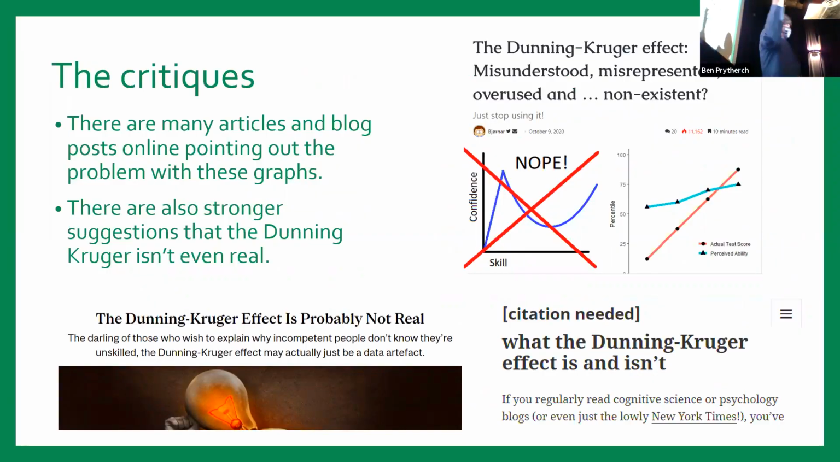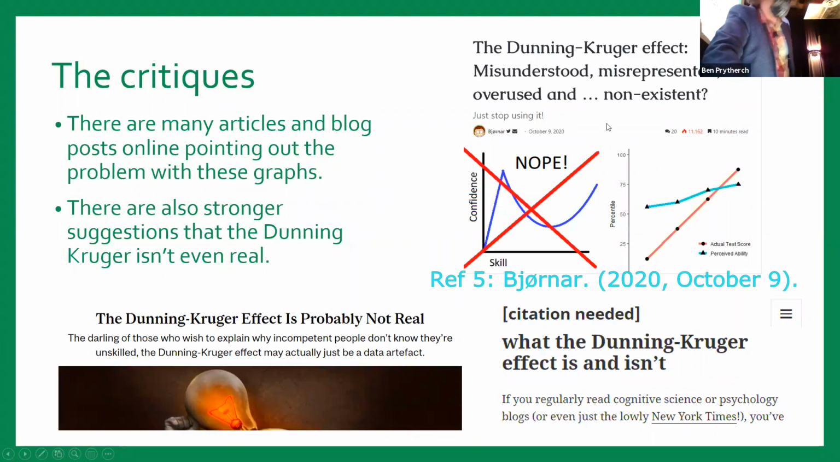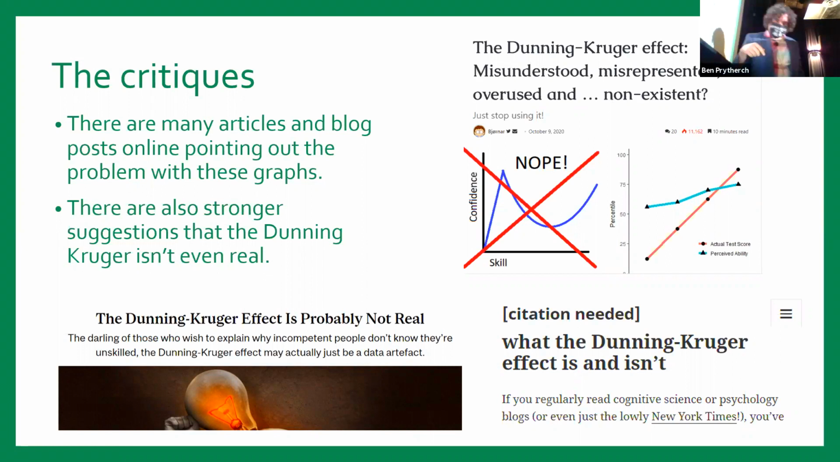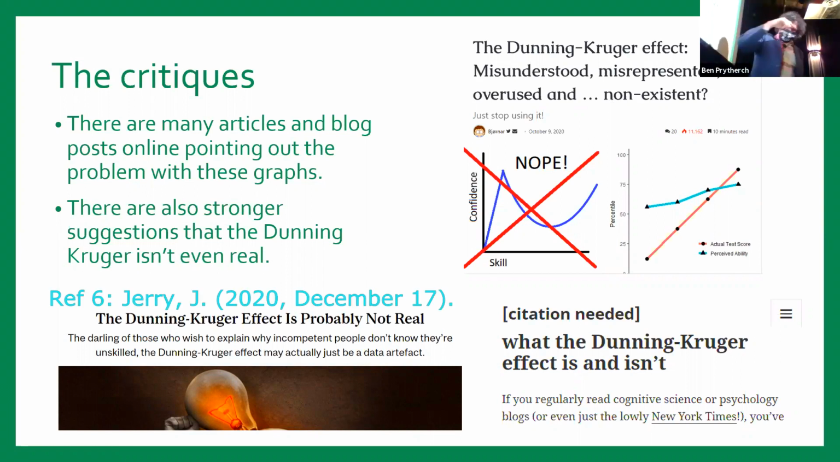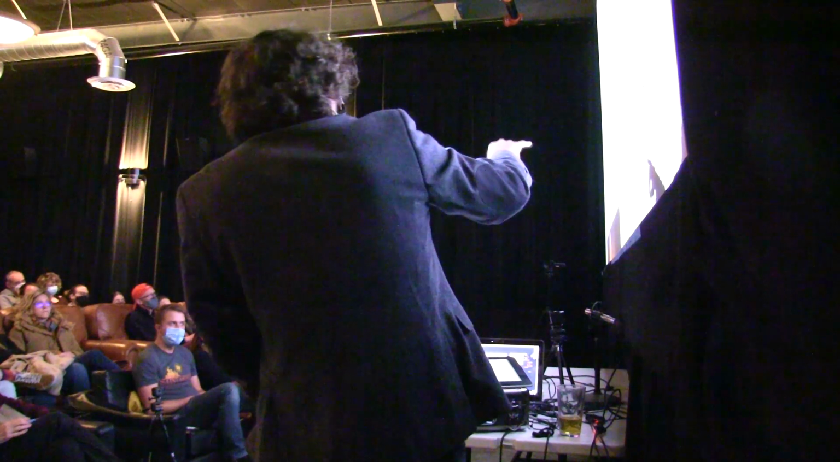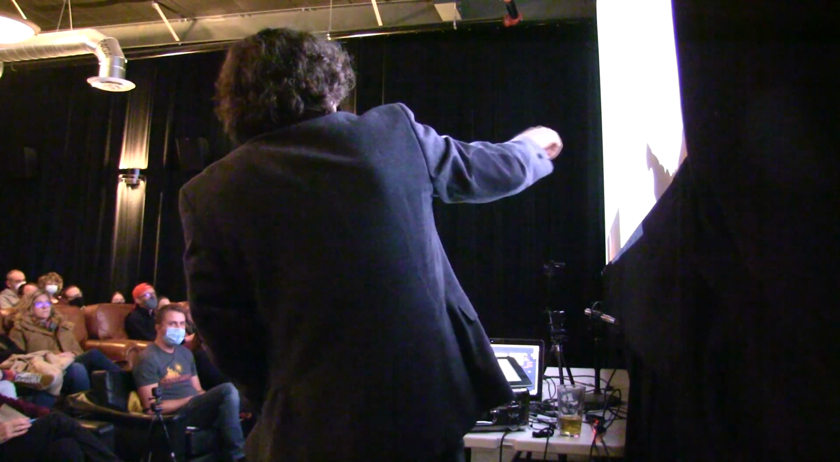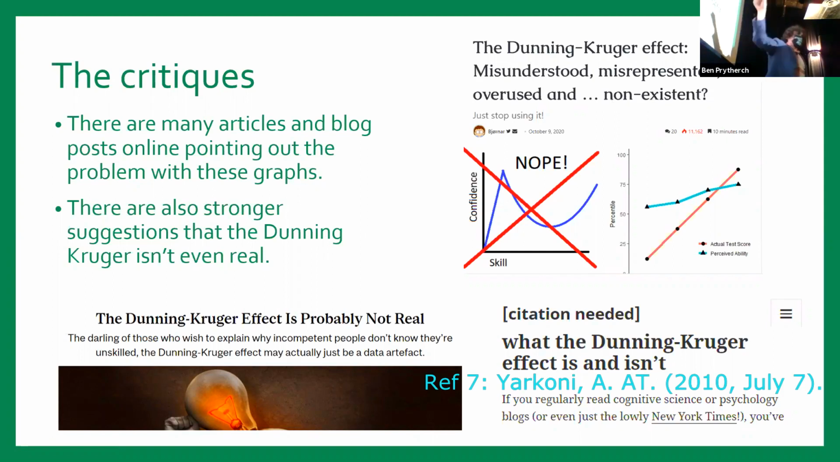So there are a bunch of critiques out there. I didn't come up with all this on my own. Other people have pointed this out. There's a couple of good ones. This one up here was posted on Skeptic, and it's a really good article. The Dunning-Kruger effect: misunderstood, misrepresented, overused, and non-existent? There's one down here called The Dunning-Kruger effect is probably not real. There's another really good one here, What the Dunning-Kruger effect is and isn't. This one on the bottom right, and when the video goes up, I'll put links to these.